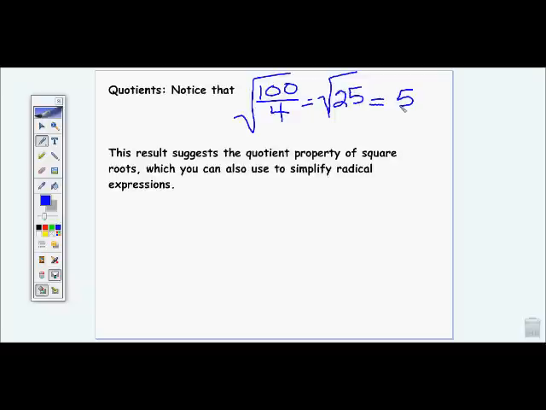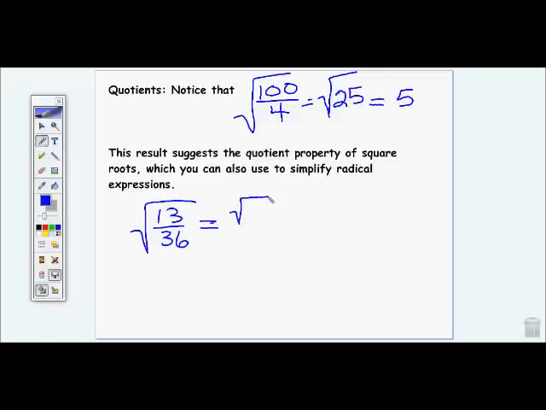So that's the property when we are using quotients. This result suggests the quotient property of square roots, which you can also use to simplify radical expressions. So let's go ahead and try doing one of these. We will try the square root of 13 over 36. Now 13 over 36 cannot be simplified, cannot be divided out into something simpler.